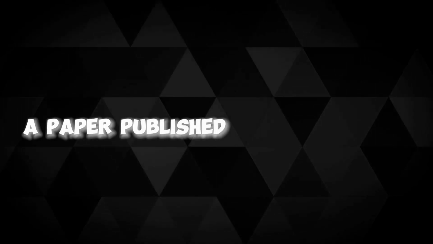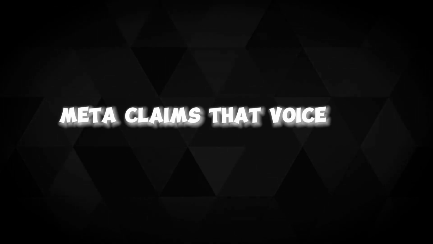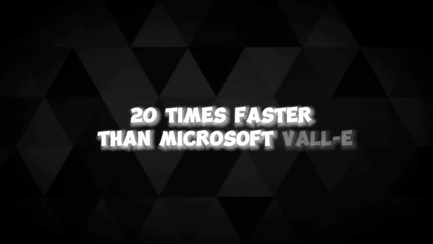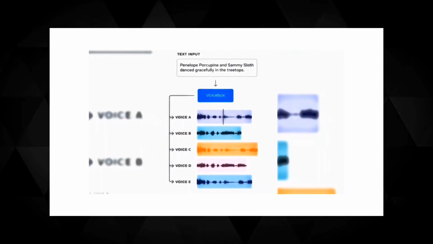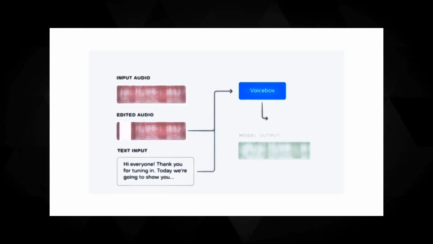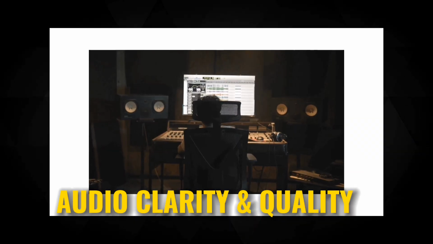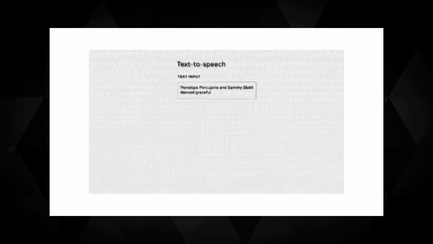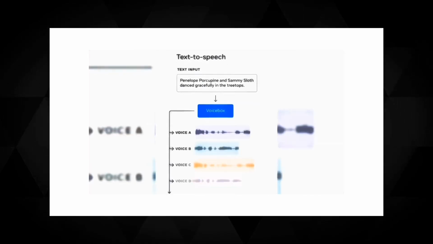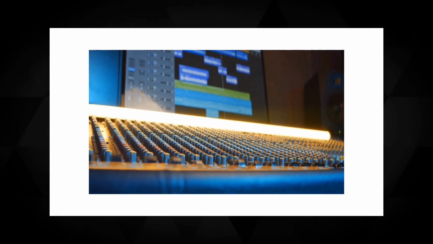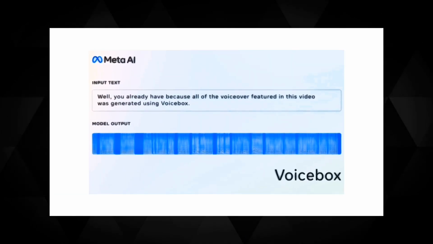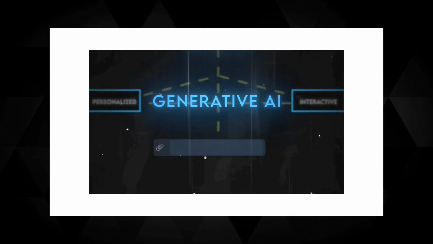In a paper published by the creators, Meta claims that VoiceBox can generate audio samples 20 times faster than Microsoft's VALL-E. The VoiceBox is groundbreaking regarding the versatility of speech generation, easily overtaking its predecessor models in terms of audio clarity and quality. The VoiceBox can produce high-quality audio clips using a large variety of styles, but in addition to this, the AI also has the potential to generalize tasks and commands for which it was not previously trained, something which other AIs currently existing are not capable of.